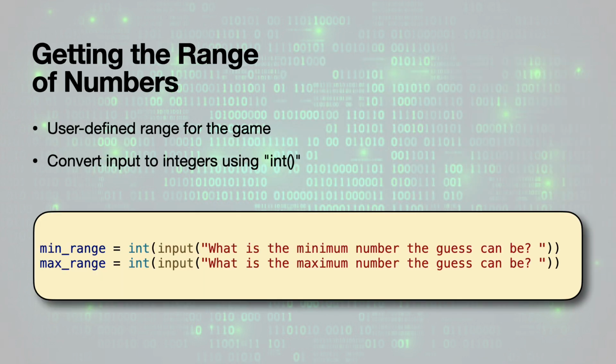Inside the main game loop, we ask the player to provide the minimum and the maximum number for the guessing game. We use the int function to convert their inputs into integers. As normal, Python takes all inputs as strings, so we need to make sure we convert them to integers if we want to do anything with maths on them. This we use to generate the target number and the computer's guess.